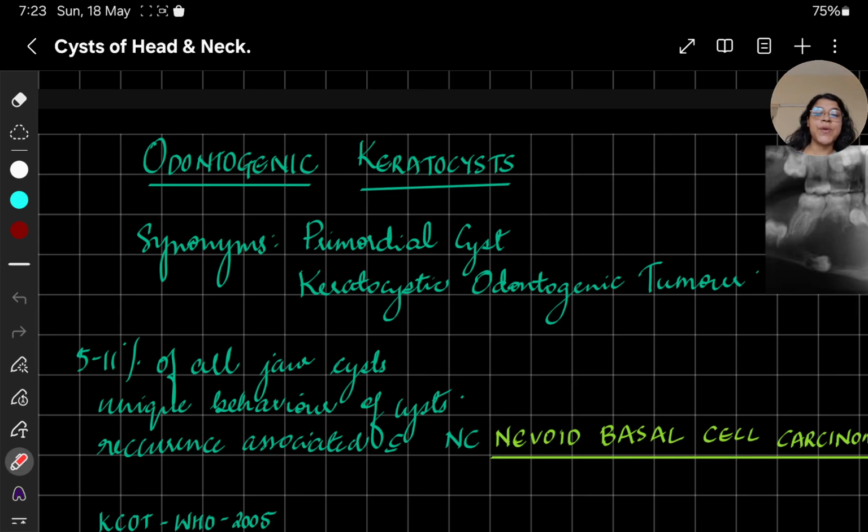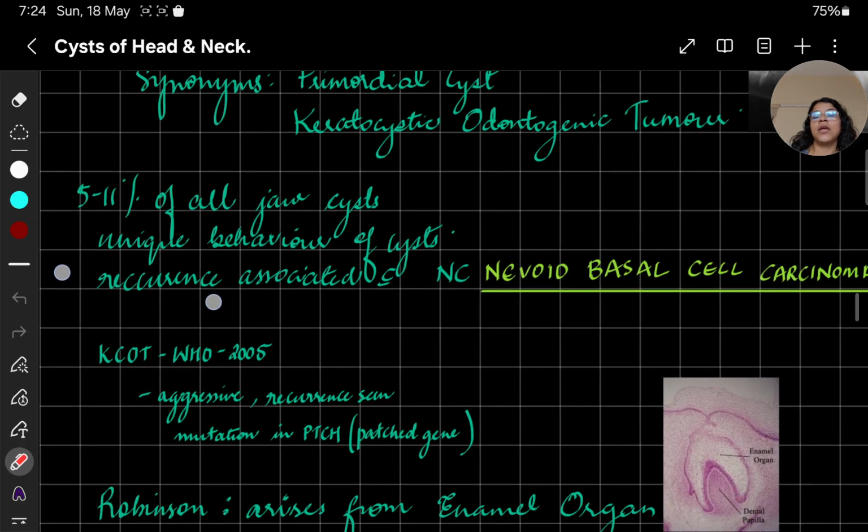Synonyms of this cyst are primordial cyst and keratocystic odontogenic tumor. Now you will ask me, why is it known as tumor? Because before, it was known as a tumor, then it was reclassified into a cyst. So we are going to read about it.